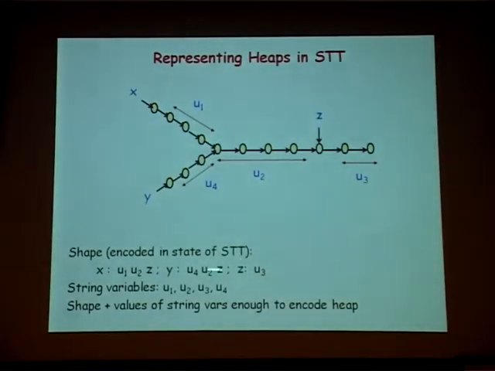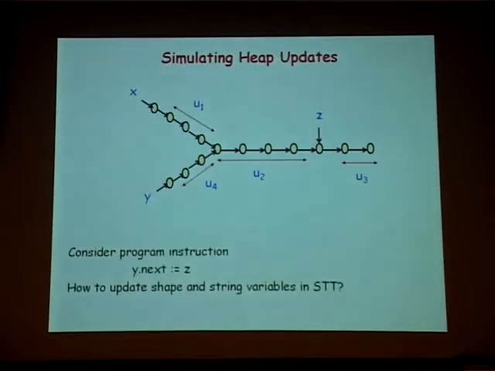In this streaming transducer, we remember the shape. We say that x is basically the string u1 followed by string u2 followed by the content of z. And z itself is the string u3. Anything along a sequence or chain of cells that do not contain a special node gets compressed into a single string variable.